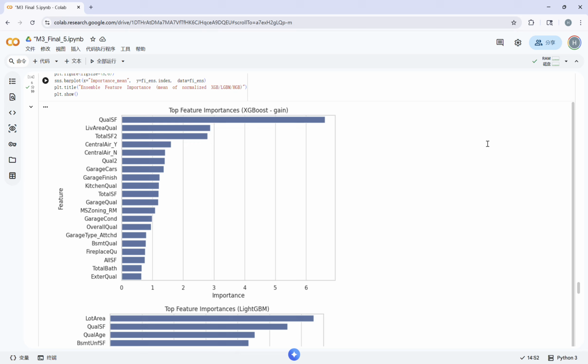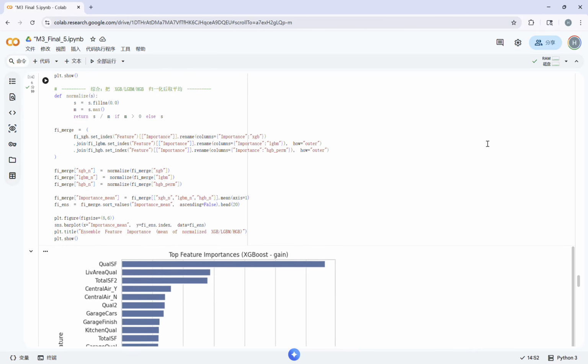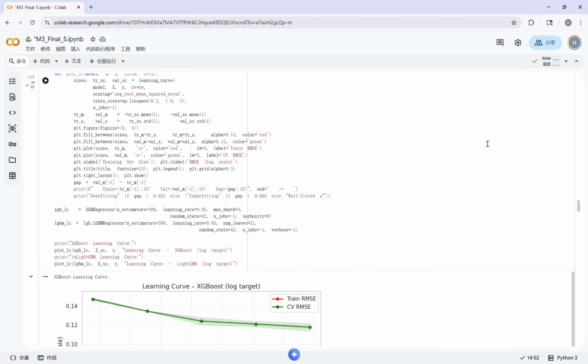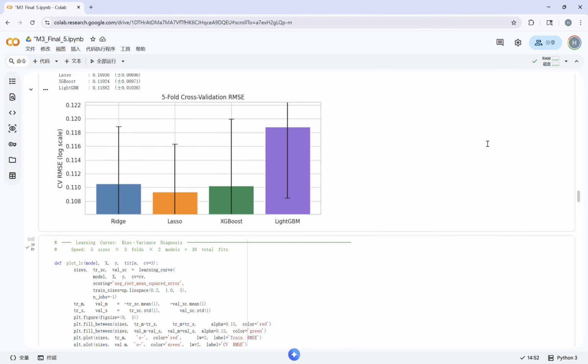Instead of committing to one model early, we benchmarked multiple model families. Regularized linear models, ridge, lasso, elastic net, stable and interpretable. Boosting models, which include XGBoost, LightGBM, and gradient boosting, strong at capturing nonlinearities and interactions.